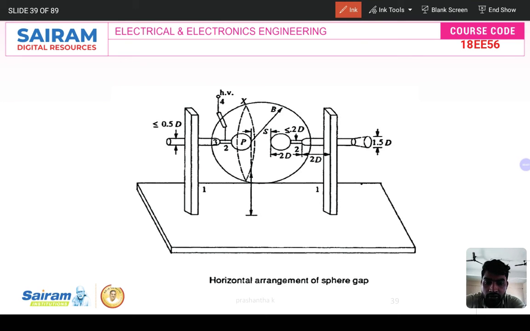Let us discuss the horizontal arrangement of sphere gap, module 3, measurement of high voltage and current. In that we have a sphere gap for measuring high voltage and current. Here there is a sphere gap present. It depends upon the diameter of the sphere, the distance between the two spheres, the placing of the spheres, and the supply we are giving.